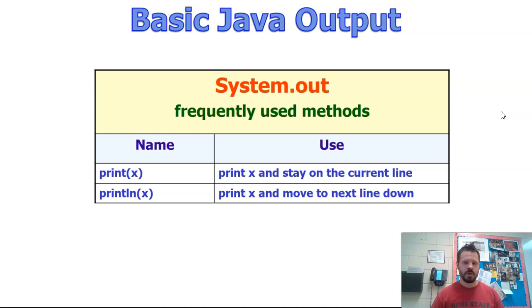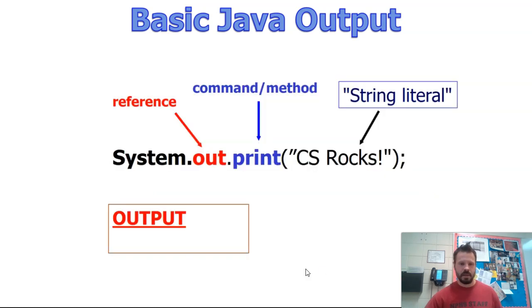So the 2 main output commands we're going to use are print and println, standing for print line. The difference between the two is that the print statement will print X and then stay on the current line, whereas println will print X and then move down to the next line. So they both print, and the difference is, do we want to stay on the same line and keep printing on that line, or do we want to move to the next?